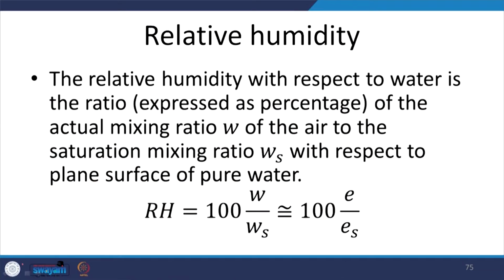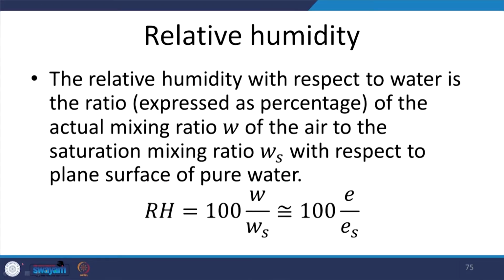So the relative humidity with respect to water is generally expressed as a percentage. You must have seen in many weather displays or in your applications what the existing humidity is at a particular point and at a particular time, right. So relative humidity is always expressed as a percentage, and it is the ratio of the actual mixing ratio that is existing inside the air parcel to the saturation mixing ratio with respect to a plane surface of pure water.